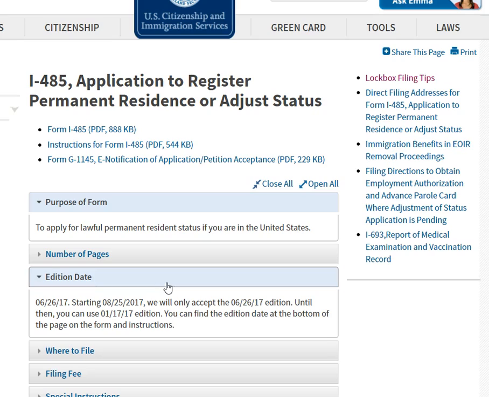I just need to remind you about adjustment of status. Generally, if you're in the United States and you are an immediate relative of a US citizen, they let you file the I-130 at the same time you adjust your status. That's really a good possibility for non-immigrants.